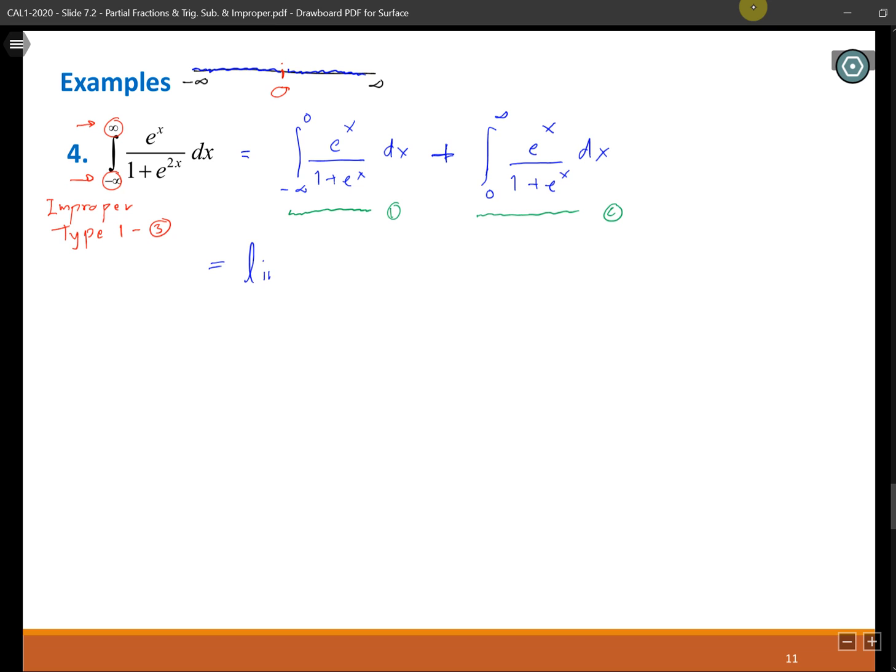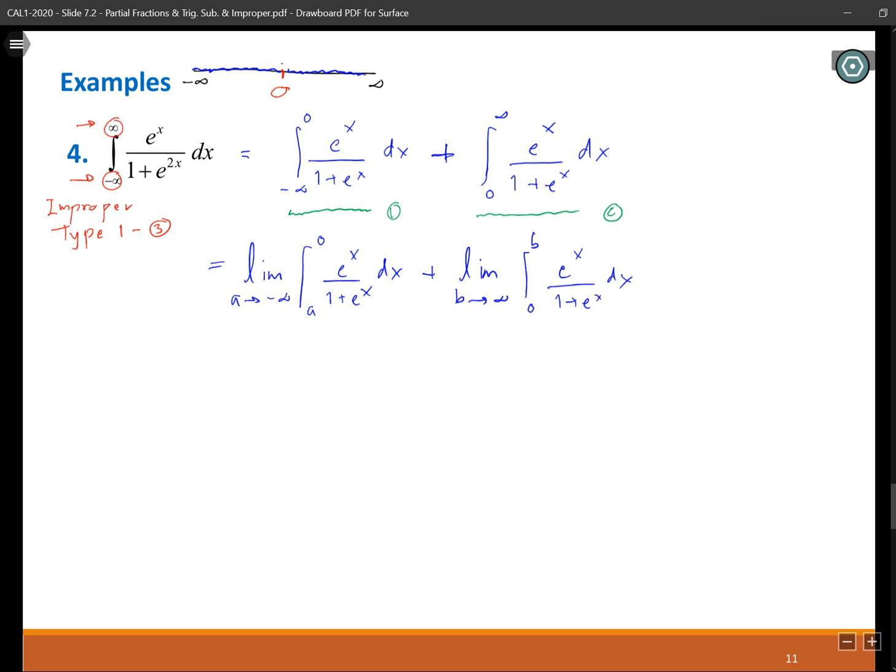The first one, limit, and we want to solve the problem at the lower bound, so we make it a, and a goes to minus infinity of e to the power of x over 1 plus e to the power of x dx, plus the same thing, limit again, but in this case b goes to infinity, so we have 0 to b instead of infinity in here, e to the power of x over 1 plus e to the power of x dx.